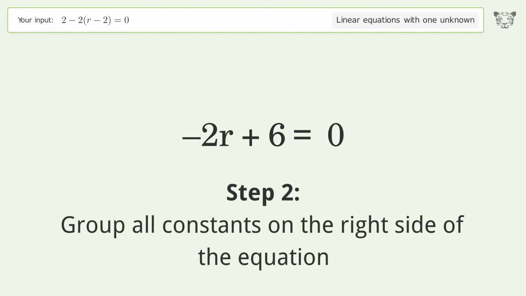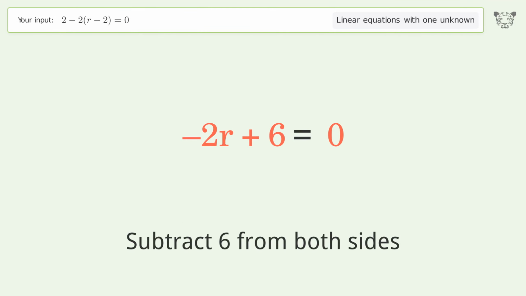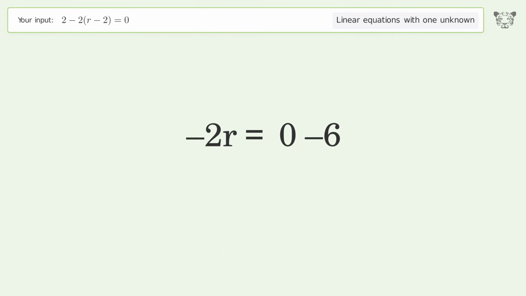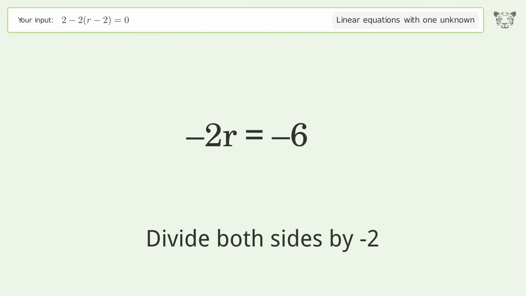Group all constants on the right side of the equation. Subtract 6 from both sides. Simplify the arithmetic. Isolate the r. Divide both sides by -2.